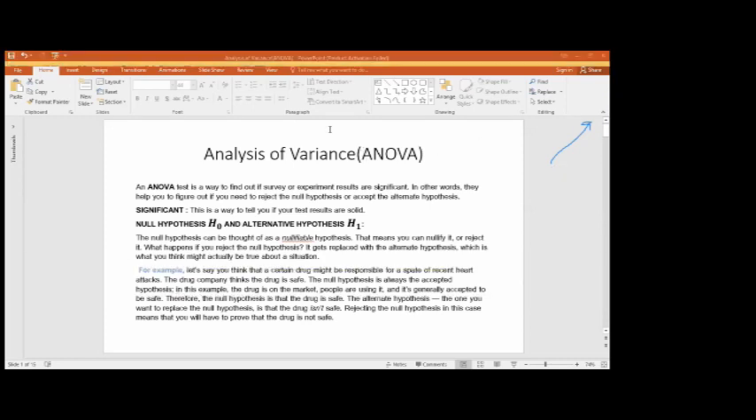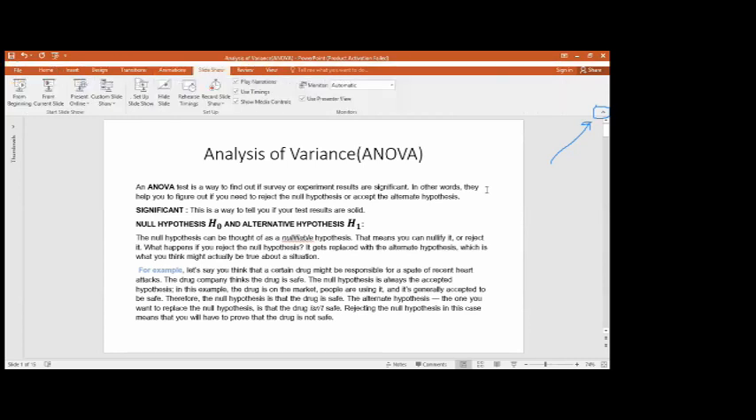Yes. Okay. So today our topic is ANOVA. What is ANOVA? ANOVA stands for analysis of variance. An ANOVA test is a way to find out if survey or experiment results are significant. In other words, it helps you figure out if you need to reject the null hypothesis or accept the alternative hypothesis. So here three things are coming: significant, null hypothesis, and alternative hypothesis.